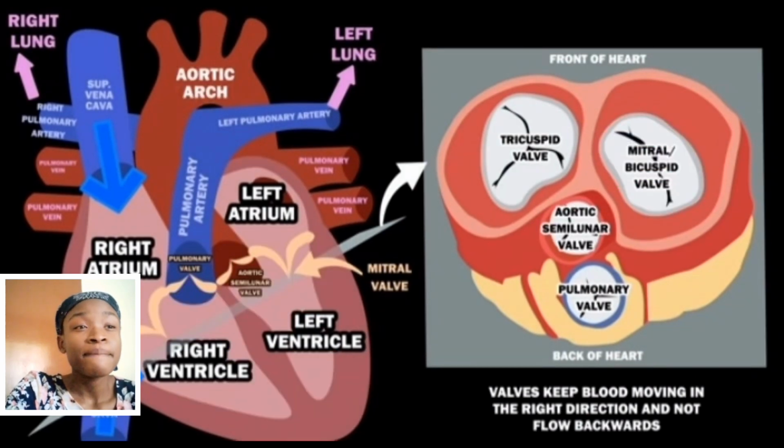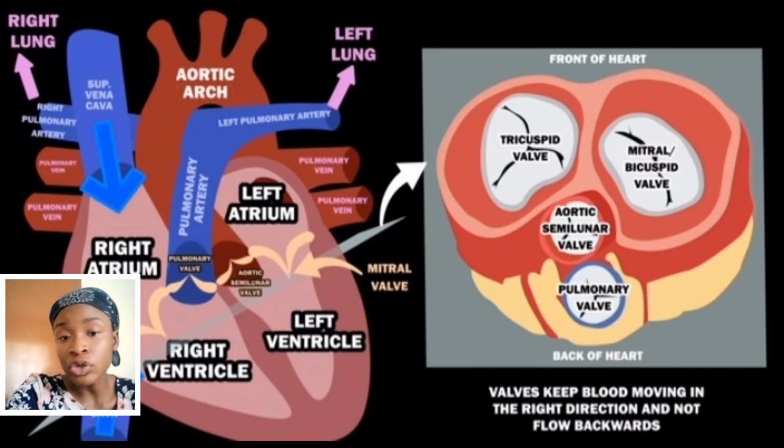The aorta is the biggest artery in the body. So now this blood flows to other parts of the body, supplying oxygen-rich blood. So that is the flow of the blood.